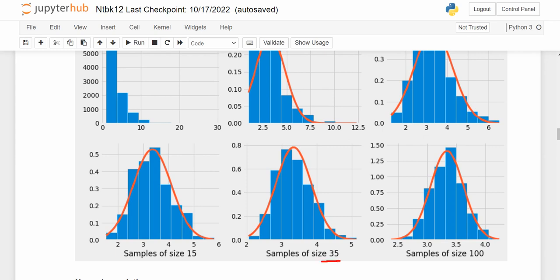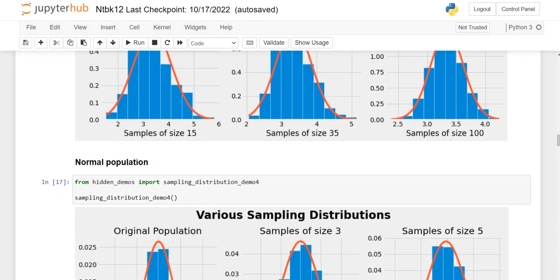Because we only had size 30 before, and now we're up to size 35 and then size 100. But look, even though the original distribution was not bell-shaped and not symmetric, we get a very bell-shaped, very symmetric looking histogram when we take a sampling distribution and when the sample sizes get larger.